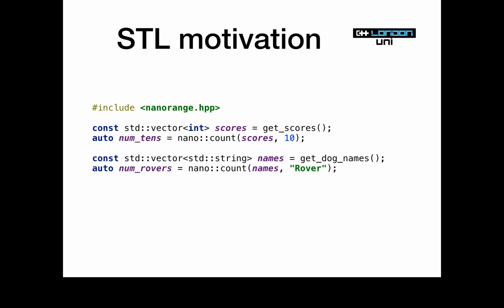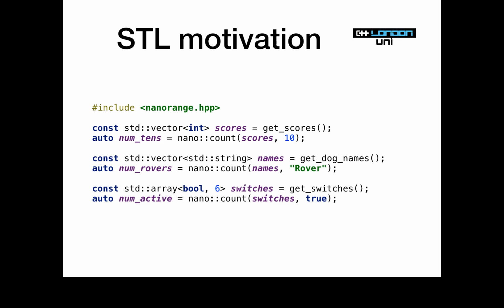And we can do the same thing for our dog names. This time, yes, we've got a vector of strings, but our call is exactly the same. We count the number of things in this names vector that are equal to Rover. And you can probably guess at this point what's coming next. We have our nice array of switches. And we can just count the number of elements in our switches array which are true.